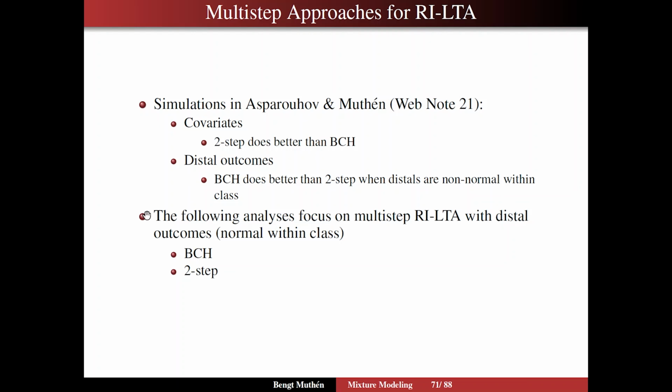Now we're going to focus on multi-step RI-LTA with distal outcomes, so only distal outcomes, no X for simplicity. And they are normal within class as per how we generated the data. And we're going to look at BCH and 2-step.